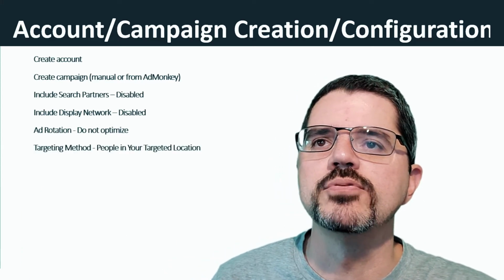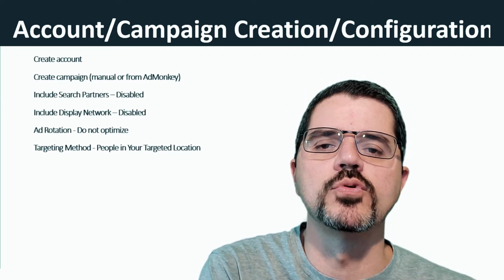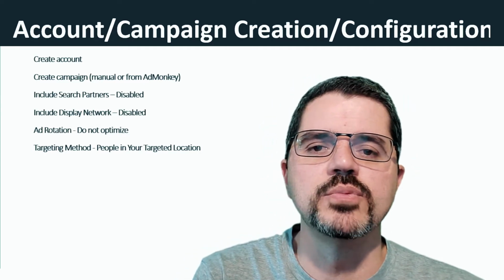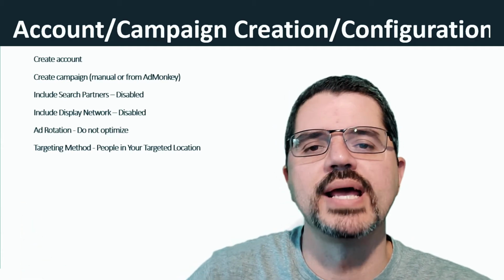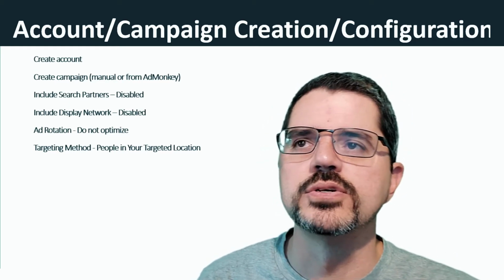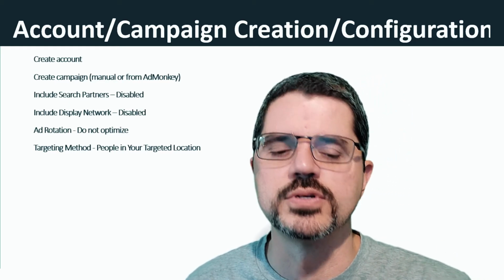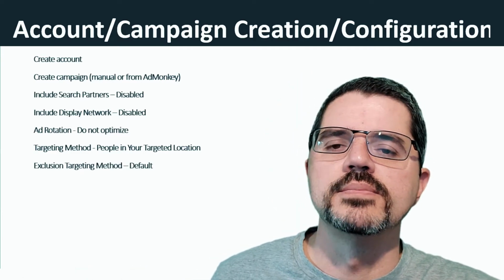Targeting method: people in your targeted location. Obviously, we want to target specifically for people in the locations that we specify, meaning our city, our zip code, our county, our state, or any combination of those things. So make sure the targeting method is for targeted location. Exclusion targeting method set to default.